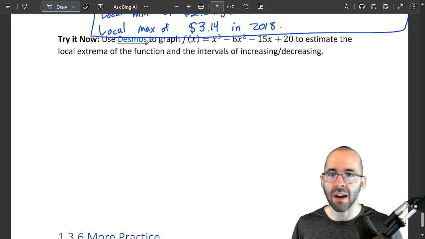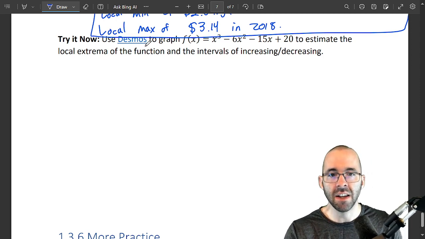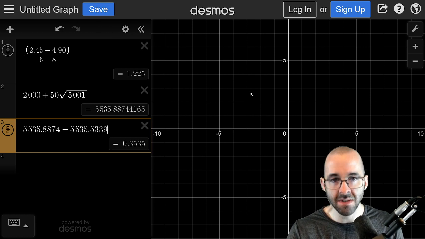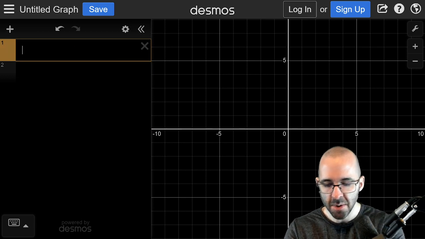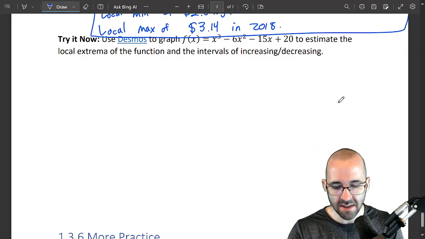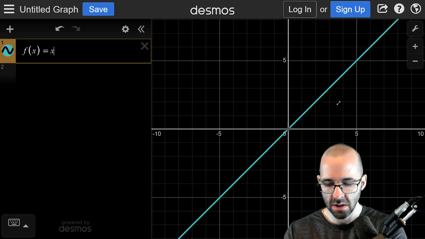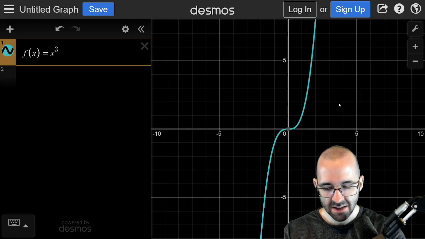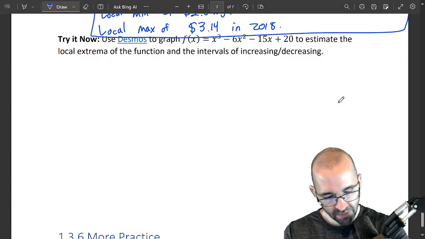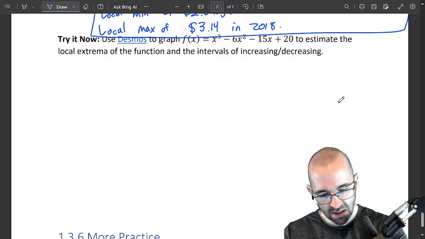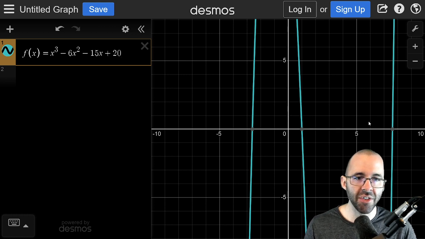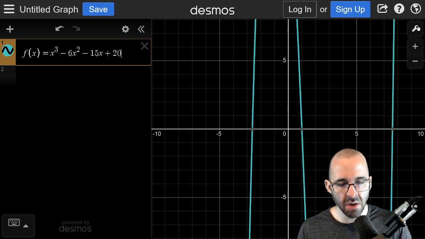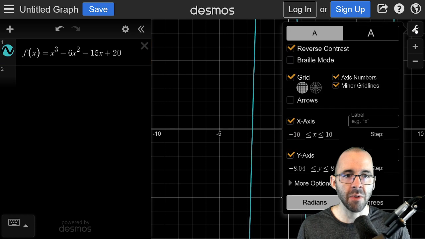Use Desmos to graph that. You click on that link, it'll take you right here. This is Desmos. I like having it in reverse contrast, but you don't have to. And it says use Desmos to graph this function. f of x is x cubed minus 6x squared minus 15x plus 20. And you might see, well, I can't see very much. So if that's the case, click on the little wrench here and zoom appropriately.